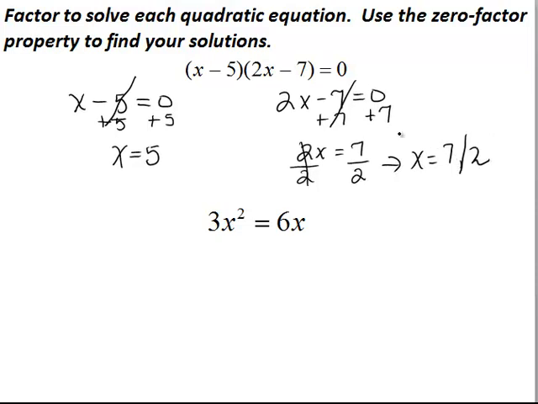So, you might see your answer written like this. x equals 5, comma, and then 7/2. So, that's one way that you'll typically see an answer written.